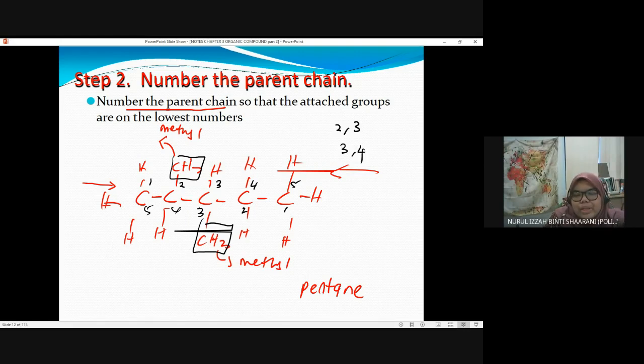So the combination of lowest possible number yang attached group to attach is 2 dengan 3 lah, rendah lagi daripada 3 dan 4. Okay, so maksudnya kita punya direction of number, parent chain punya number tu is going to start from left. Because it gives combination of the lowest possible number for the attached groups tu. Okay, because semua ni kita kena nyatakan dalam penamaan nanti.